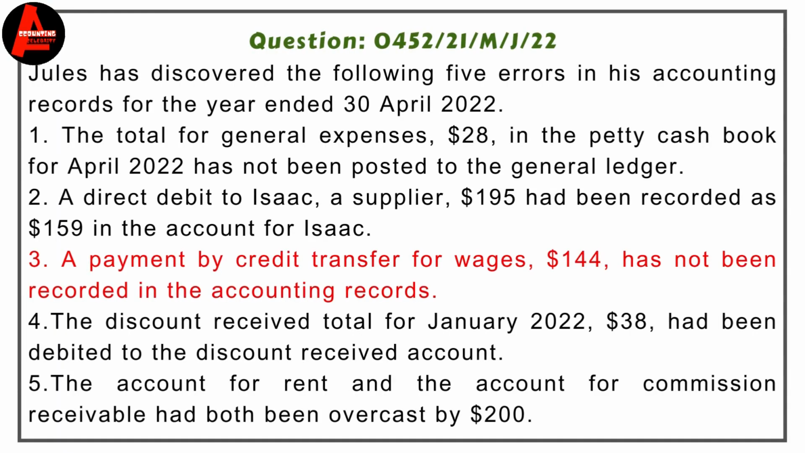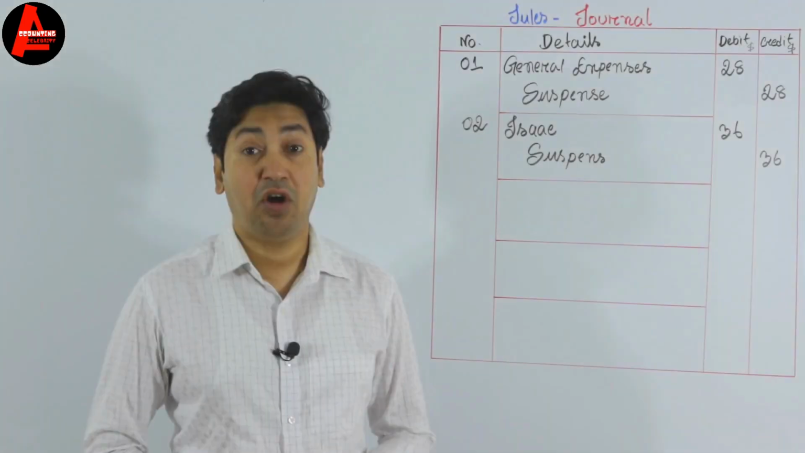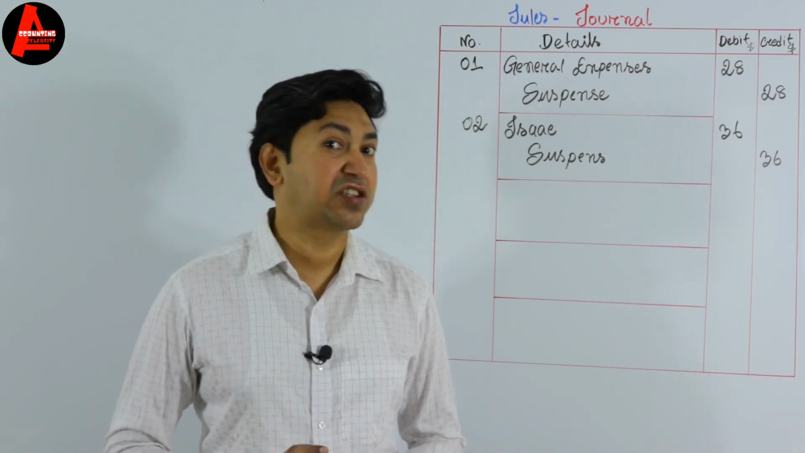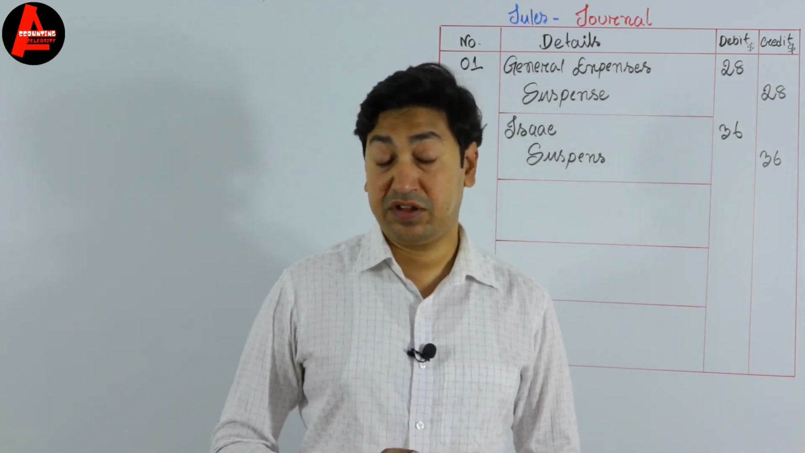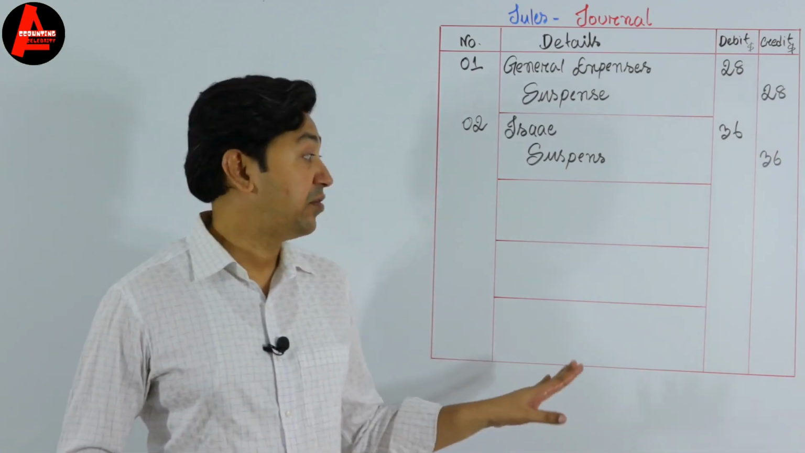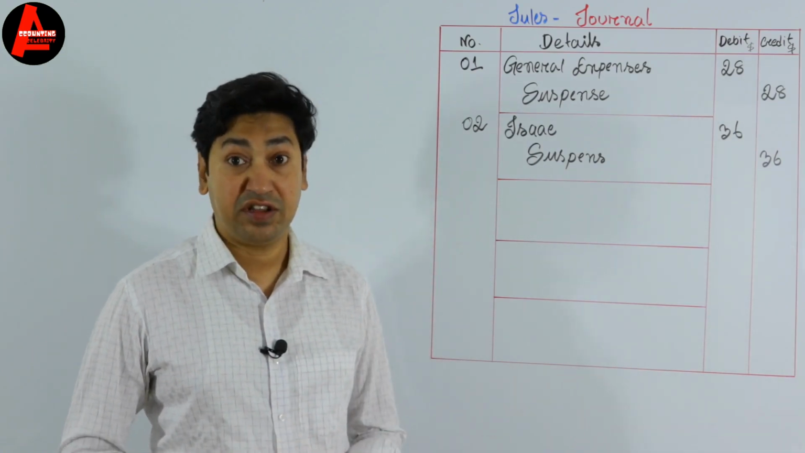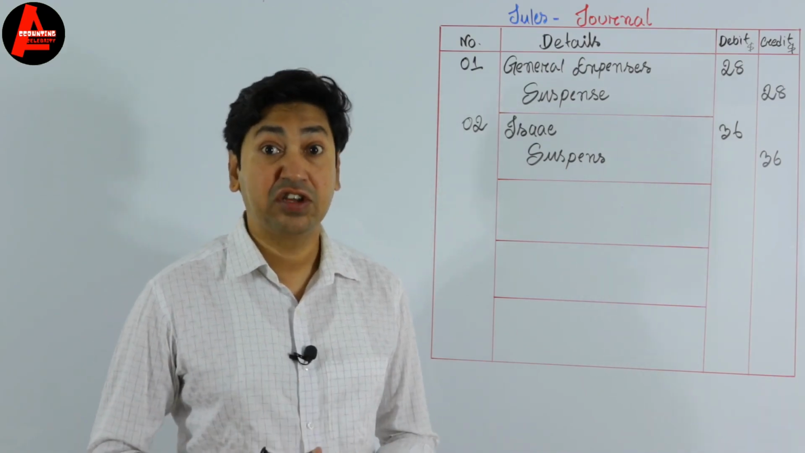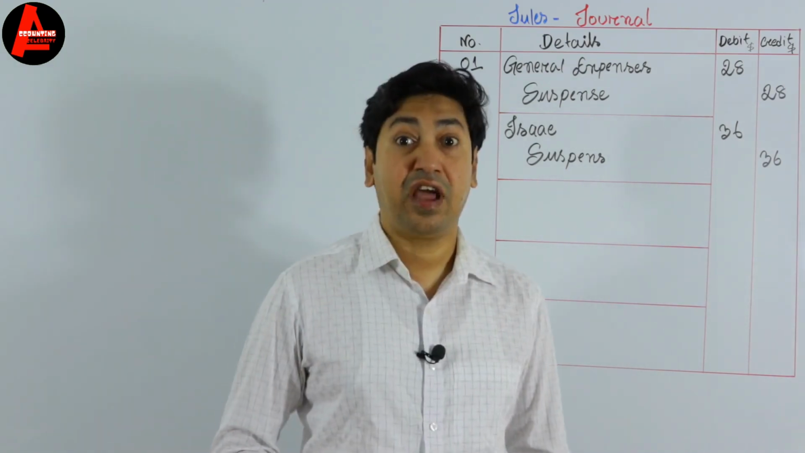Number 3 here: a payment by credit transfer for wages $144 has not been recorded in the accounting records. So this is an error of omission. This transaction is completely omitted from the accounting records. For this transaction there will be no effect on the trial balance. Debit balance and credit balance will be the same. So in this transaction we will not have any suspense account. Normally we make a general transaction for this type of error.